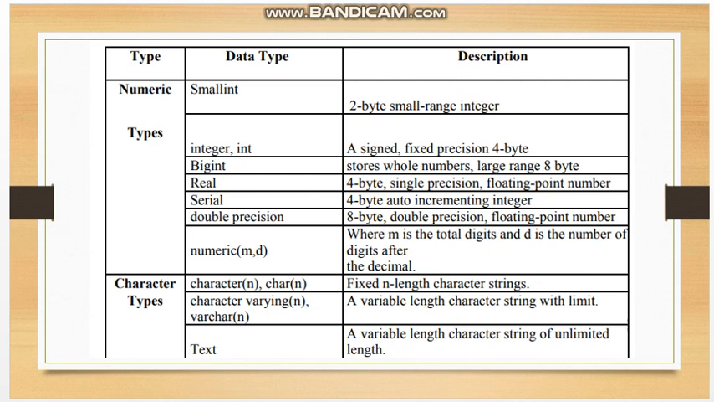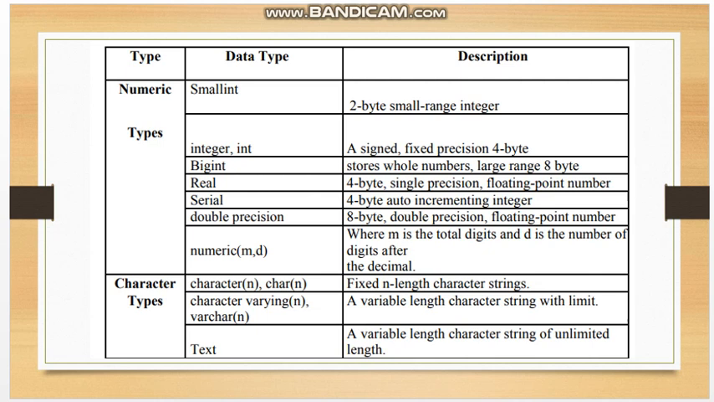Whenever we consider the numeric data type, it contains smallint, which is generally 2 bytes. It is a range integer occupying 2 bytes. Then we have integer or int. It is assigned fixed precision, 4 bytes. Why is it called 4? It is taking 4 bytes of memory. Then bigint stores whole numbers with a large range, up to 8 bytes.